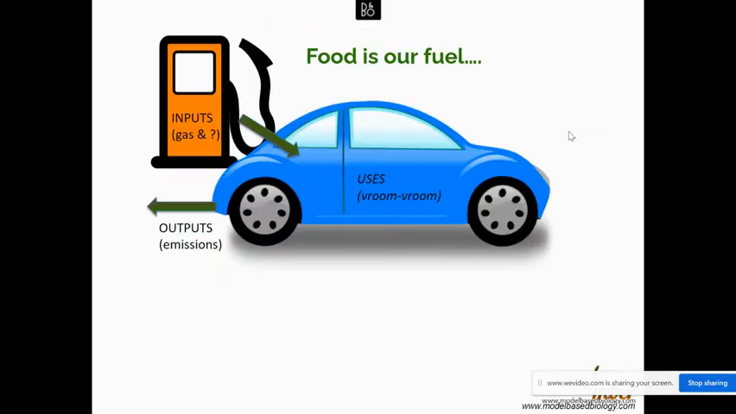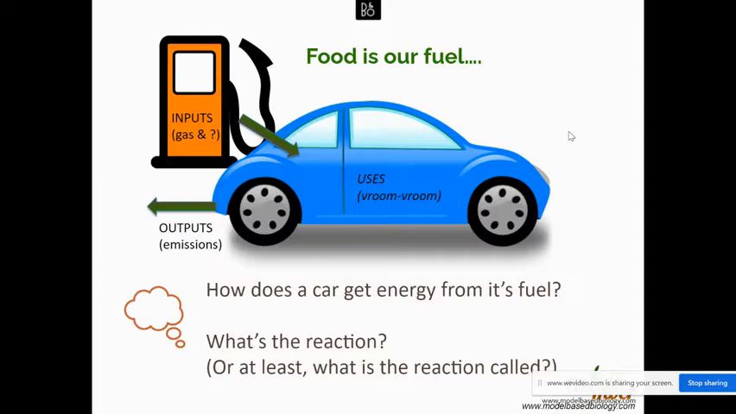We can think of it like a car. We talked about our inputs would be gas, and we know that we need oxygen. So we put the inputs, like the fuel, into a car. Our bodies would be the car. We use it to do activities: running, breathing, jumping jacks, push-ups, sit-ups, walking to class, running to class, catching the bus, whatever. And then we have our outputs, which we talked about as pee, poop, breathing, sweat, tears. So how does the car get energy from its fuel?